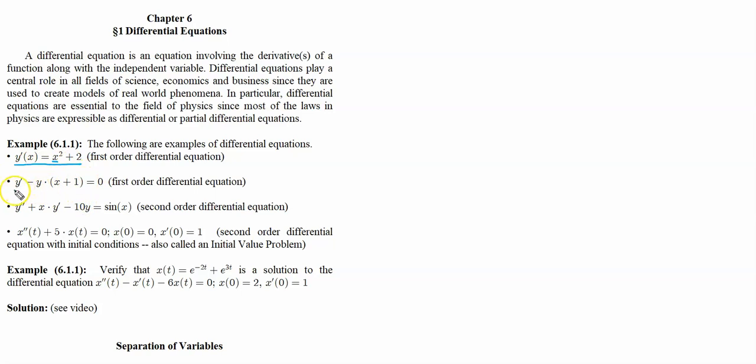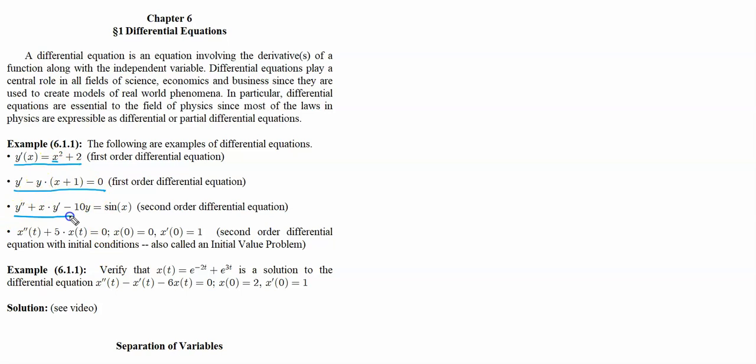Now down here we have another example of a first-order differential equation. Notice we have the first derivative of a function y, and then we have the function y itself over here being multiplied against the independent variable plus 1, and all of that is supposed to equal 0. So our goal would be to find out what the function y is that solves this differential equation. And we'll take a look at some examples of how we can do that later on.